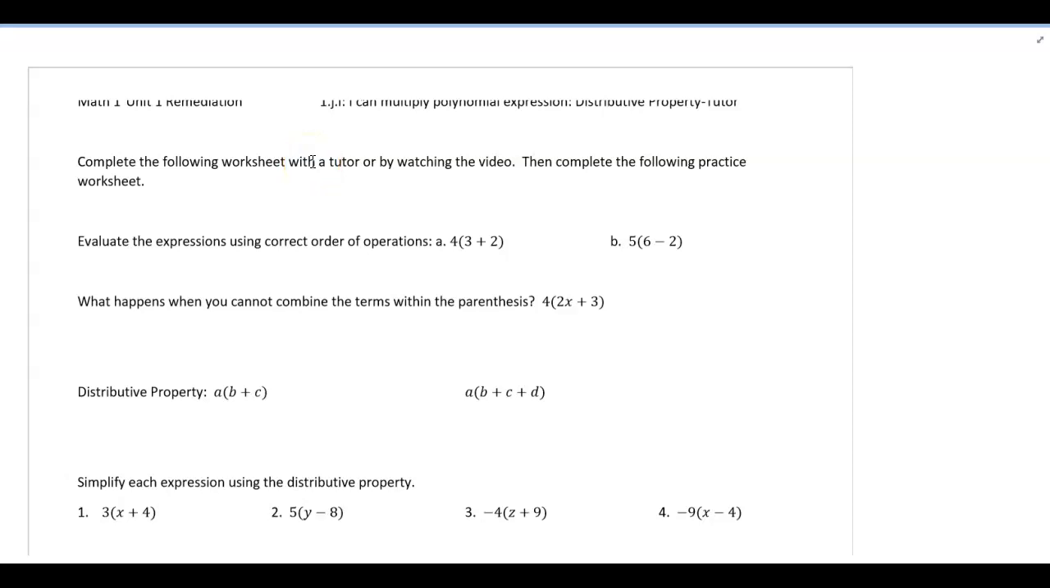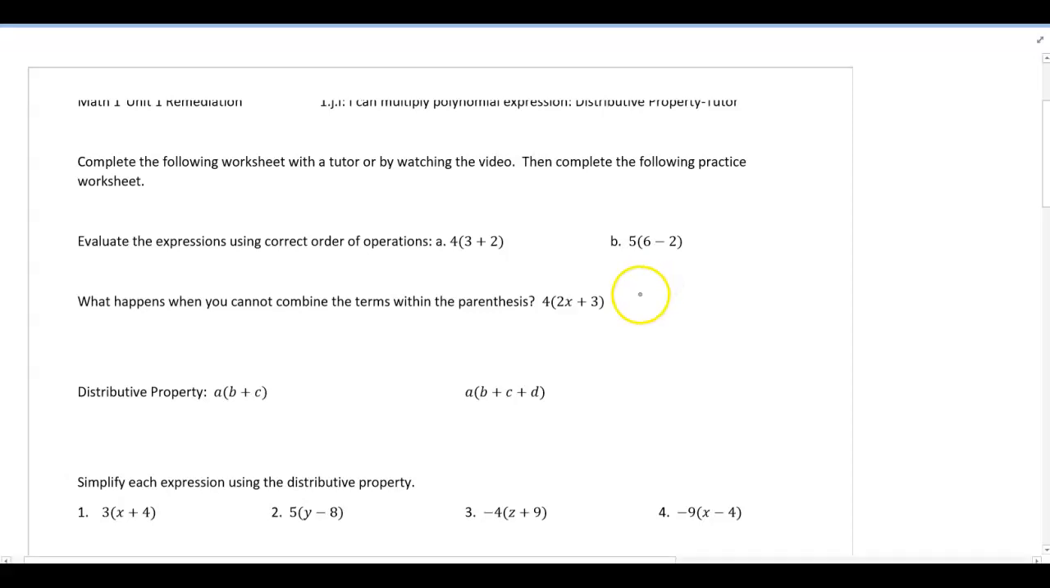Hello, Math 1. This is 1.j.1, or I, which is I can multiply polynomial expressions using the distributive property. The distributive property is one of the most important concepts in algebra, so we need to make sure we can master it before we move on.